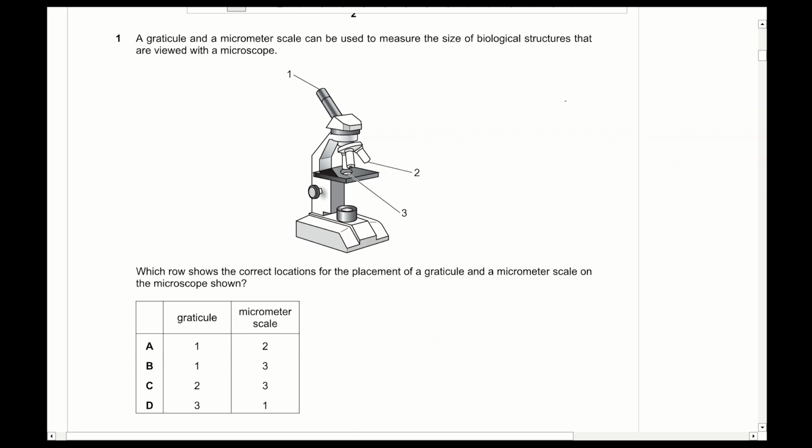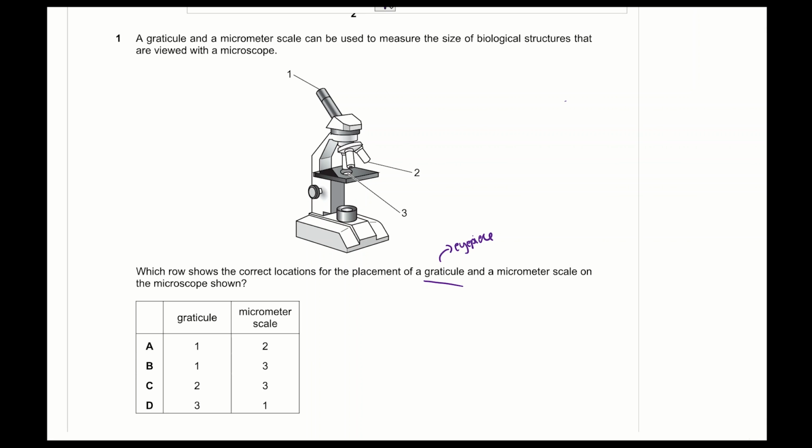Question number 1. A graticule and a micrometer scale can be used to measure the size of biological structures that are viewed with a microscope. Which row shows the correct locations for the placement of a graticule and a micrometer scale on the microscope shown? So let's start with a graticule. The full name of a graticule is eyepiece graticule. Therefore, it is placed on the eyepiece.